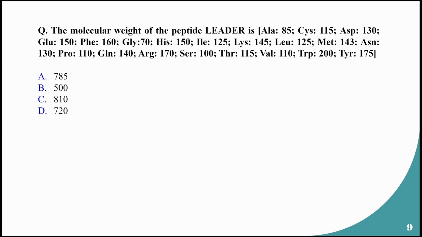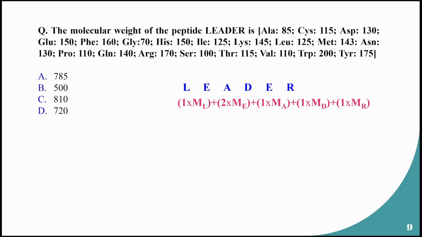I see one answer, 810, in the chat. Okay, LEADER, right? So you have the individual molecular weights provided for each of the amino acids, and that's fine. If you calculate it, it should be 810. But is that the correct answer though?